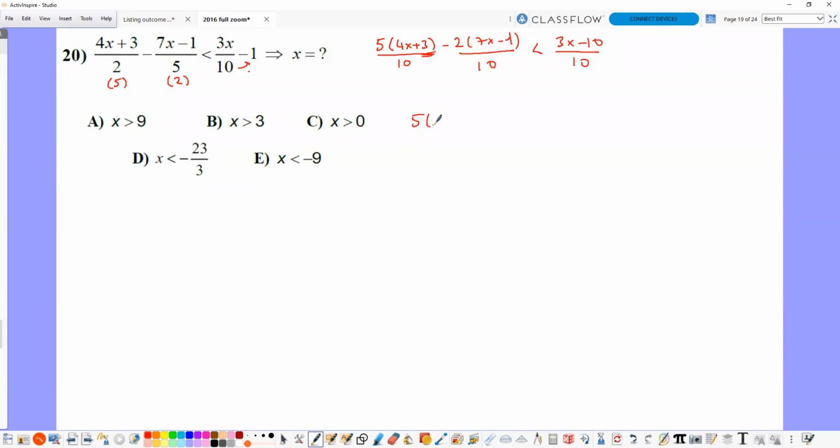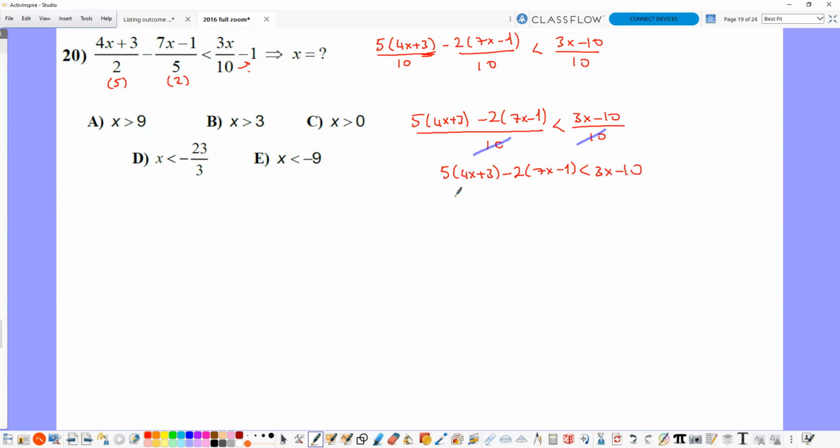Okay, 5 times 4x plus 3 minus 2 times 7x minus 1 all over 10 is less than 3x minus 10 divided by 10. What to do here? If the denominators are the same, in this kind of operation you can eliminate the denominators, which means 5 times 4x plus 3 minus 2 times 7x minus 1 is less than 3x minus 10.